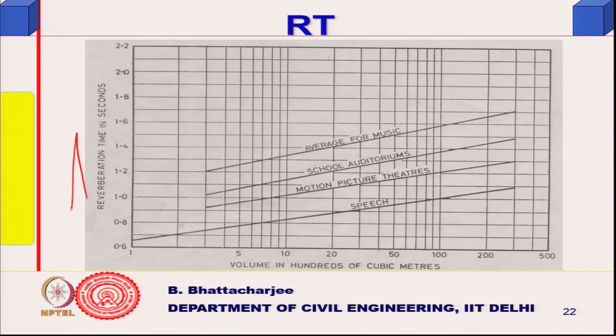So, the last slide is straight from the IS code. It gives you the desirable reverberation time in seconds as a function of volume in hundreds of cubic meters. So, on average, music needs a higher reverberation time. The order is around 1.4 seconds; here volume is in hundreds of cubic meters, so 20 means 2000 meter cube, and you need around 1.4 seconds desirable reverberation time.